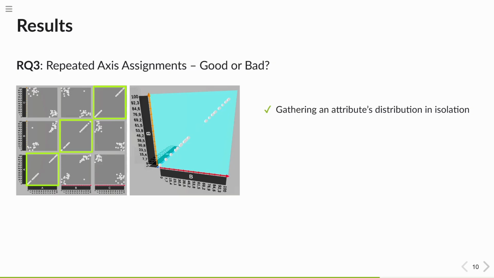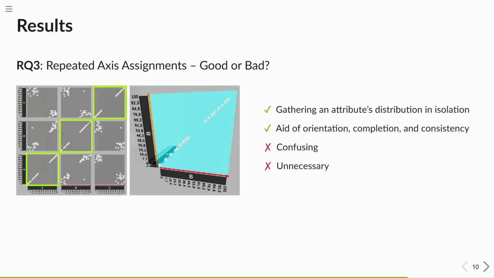Some valued them for gathering an attribute's data distribution in isolation and for providing a complete picture of the data distribution. Some brought up the aid of orientation, to keep visualizing them for the sake of completeness and consistency, and that empty spots resulting from their exclusion would be irritating. Interestingly, some participants were of the opposite opinion and considered their existence to be confusing, apparently more than the aforementioned empty spots. And some called them unnecessary, as the information within those plots can be obtained somewhere else instead.